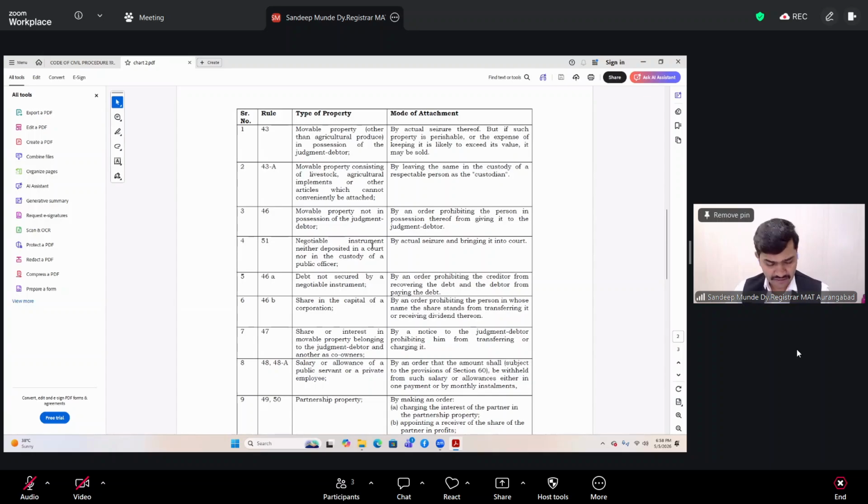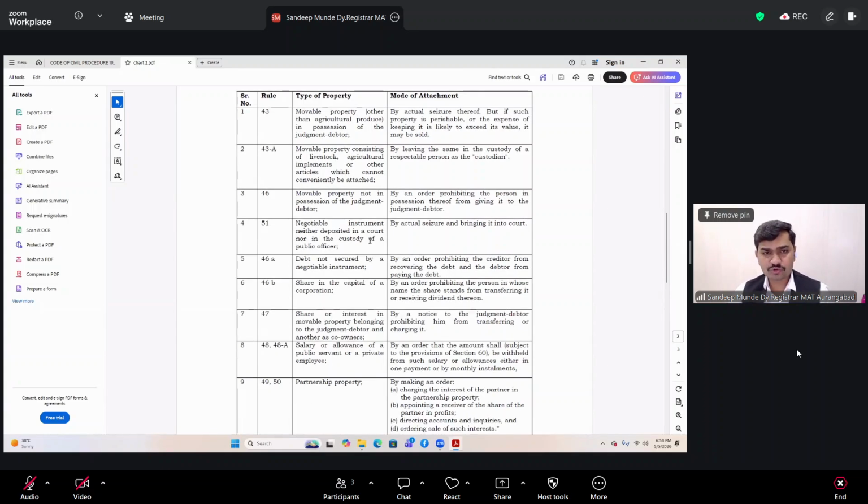Rule 43: movable property other than agricultural produce in the possession of the judgment debtor. In this rule, the type of property and mode of attachment have been given; I will share this PDF with the concerned. If it is movable property, what is the mode of attachment? By actual seizure thereof, but if such property is perishable or the expense of keeping it is likely to exceed its value, it may be sold without attachment.